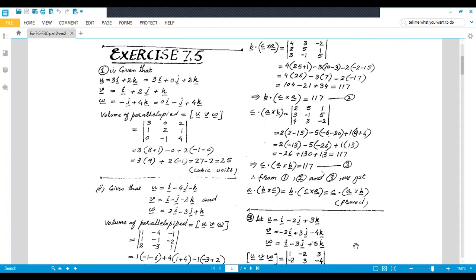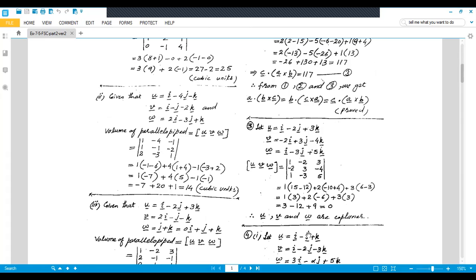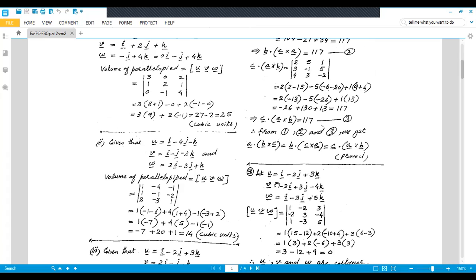In question number 3, you are given that prove that the first vector, second and third vector are coplanar. They will be coplanar if you take the determinant of these three vectors and you get the result 0. So u is 1, minus 2, 3, v is minus 2, 3 and minus 4, and w is 1, minus 3 and 5.